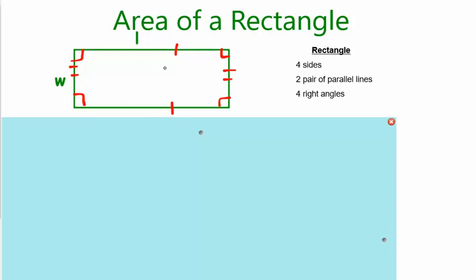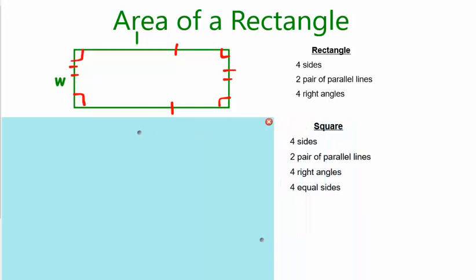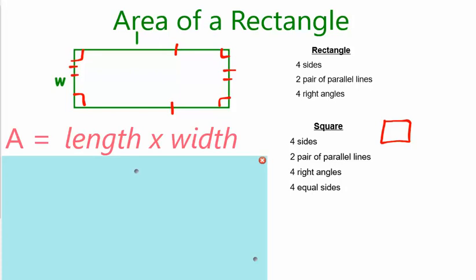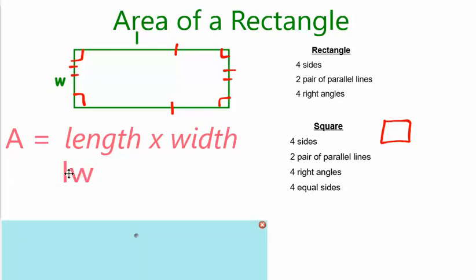Now, the only difference between a rectangle and a square is that a square would also have four equal sides. So the area of a rectangle or a square, we're just looking at length and width. So the area is length times width. Make sure and write that. Area is length times width. I sometimes just write L times W, so LW. If you want to put the dot in the middle to make sure that you know that that's multiplication, that's fine.